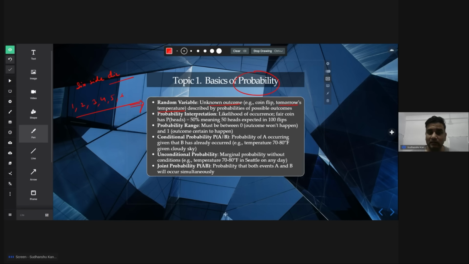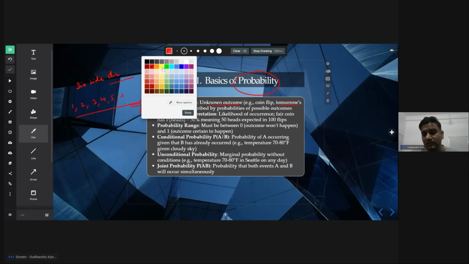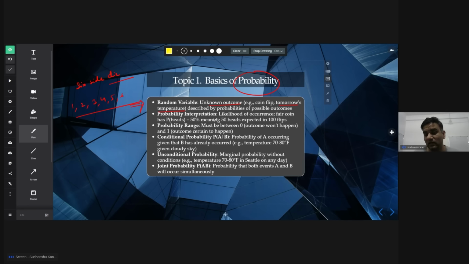Then probability interpretation, I think I have told you already. Probability interpretation gives us the likelihood of occurrence. When we flip a coin, whether it comes head or tail, there are only two possibilities, head or tail. So 50% chance of heads, 50% chance of tails. So that's what we have.